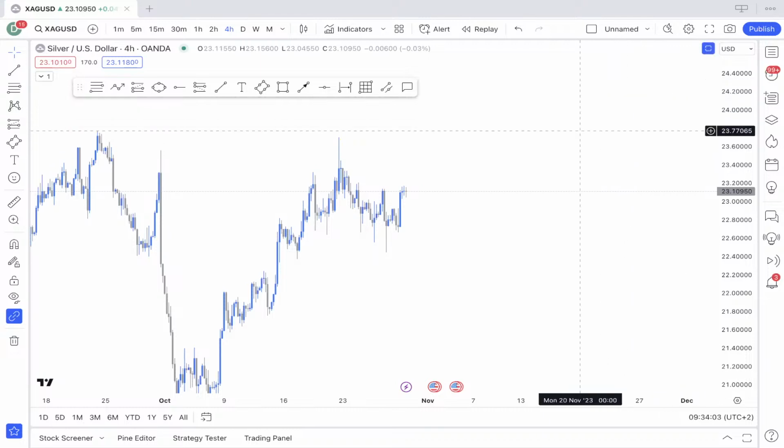So yeah, that being said, this pretty much ends today's metals analysis. As always, if there's any questions, make sure to reach out on Discord.